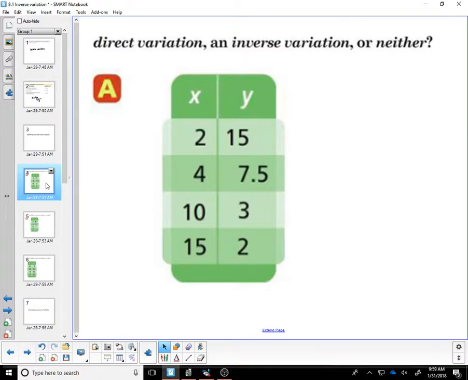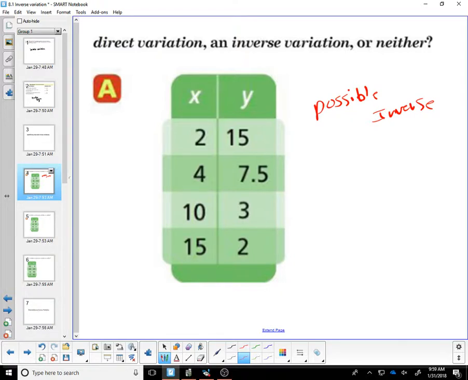So let's find out. I'm going to put possible inverse. It's a possible inverse variation, okay? Horrible spelling, but you get it. Possible. Possible. Oh, c'est un inverso posible.